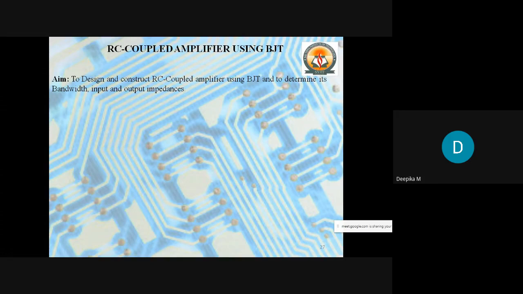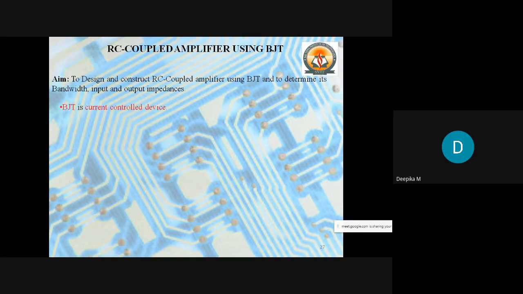So bandwidth is nothing but what? It is the range of frequency in which the amplifier is going to amplify the signal. So that is nothing but the bandwidth. And coming to the input and output impedance, the impedance looking at the input side is the input impedance. If the impedance is looking at the output side, then we call it the output impedance. So these things will be determined in the RC coupled amplifier.